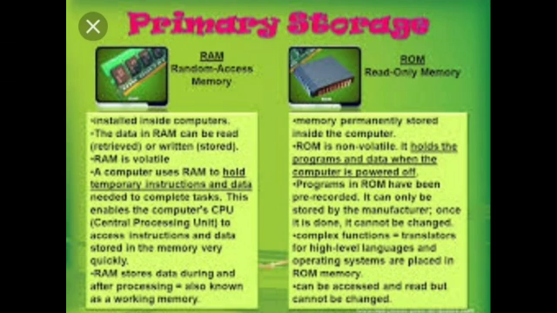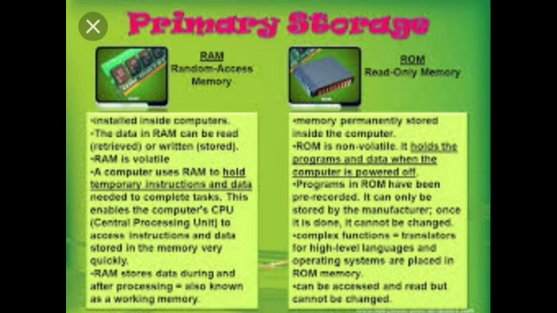As we all know, there is primary storage in the computer: RAM and ROM. RAM means random access memory. It enables the CPU to access instructions and data stored in memory quickly. It stores the data during and after the instruction is given, and this process of storing the data is called working memory. Then ROM. ROM means read only memory.